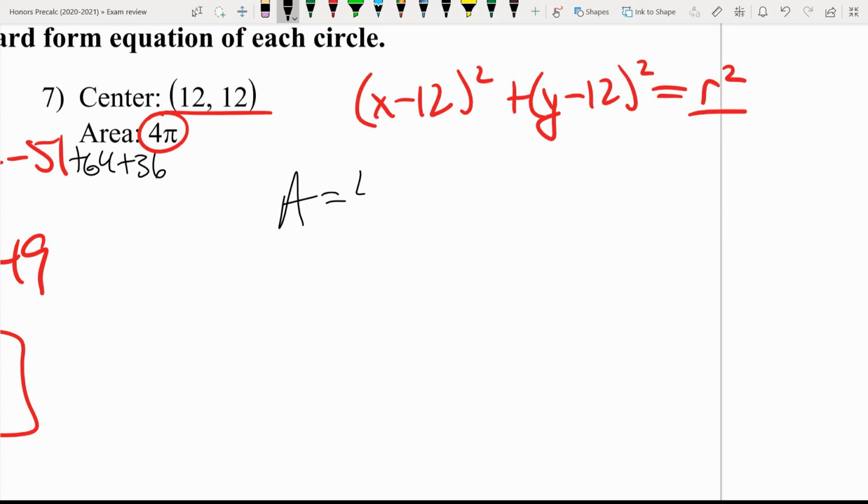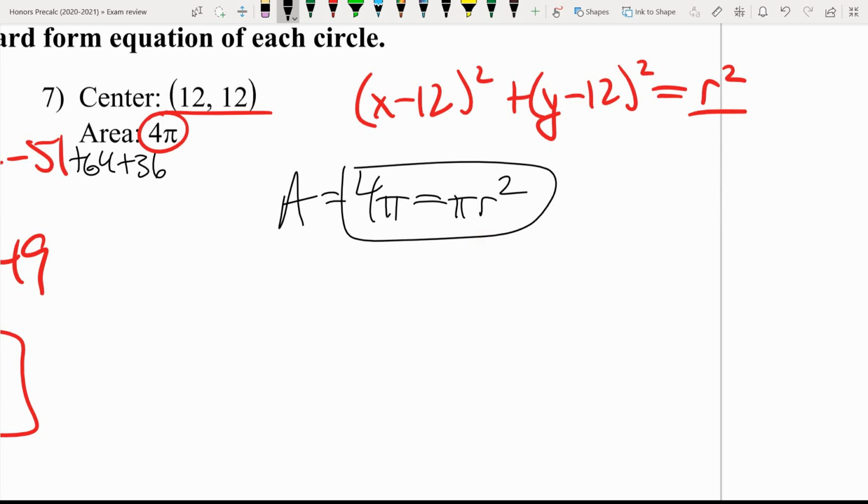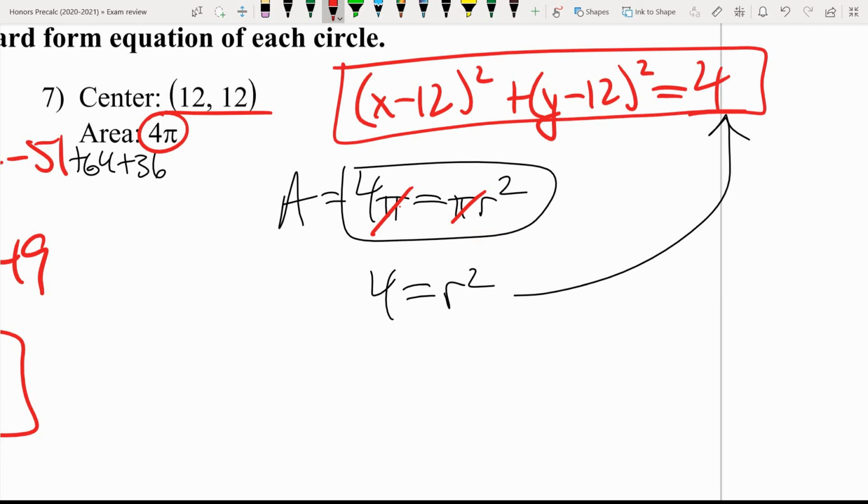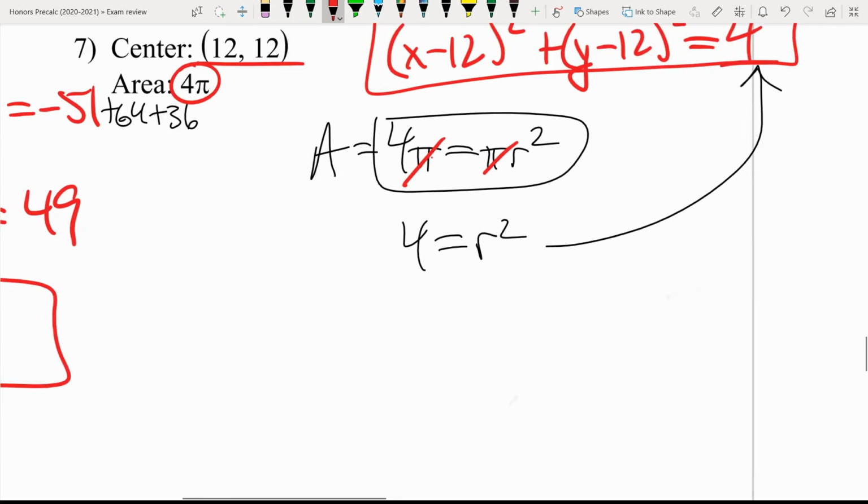So if area equals 4 pi, but it's a circle, so the area also equals pi r squared, we take this chunk right here and we solve for r, which is pretty easy because these pi's cancel out and we're just right away left with 4 equals r squared. But remember, we're actually trying to figure out what r squared is. I mean, we could find r, but we need r squared, so we've got it already. We could just say that this is 4. Put r squared equals 4 in there, and there's your answer. Pretty easy when you realize it's that simple.